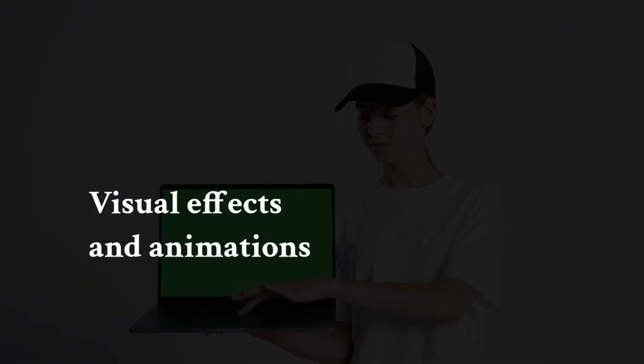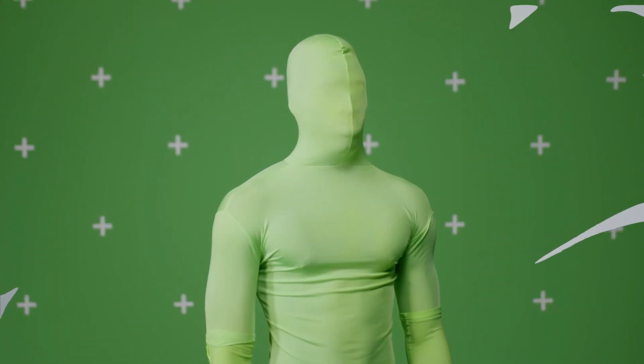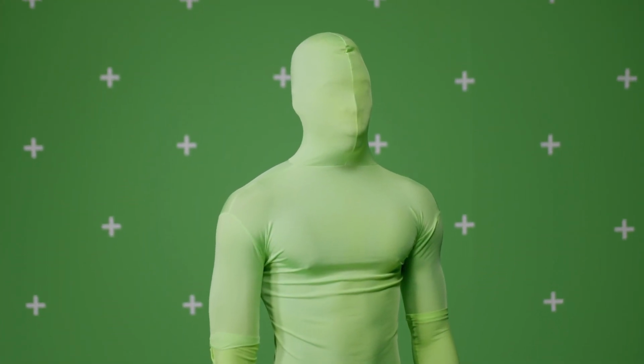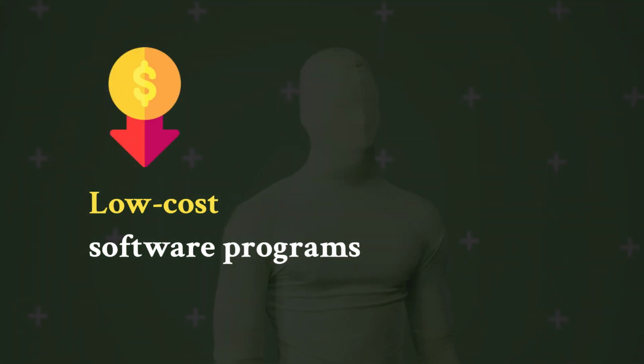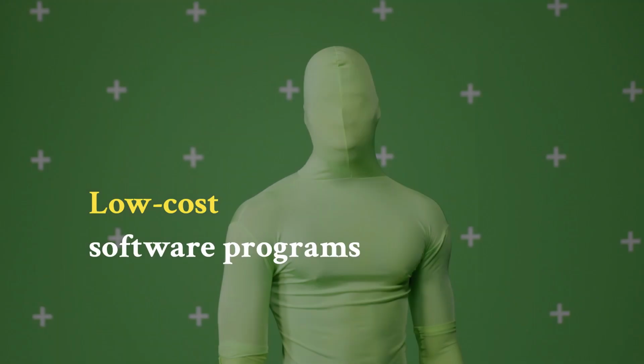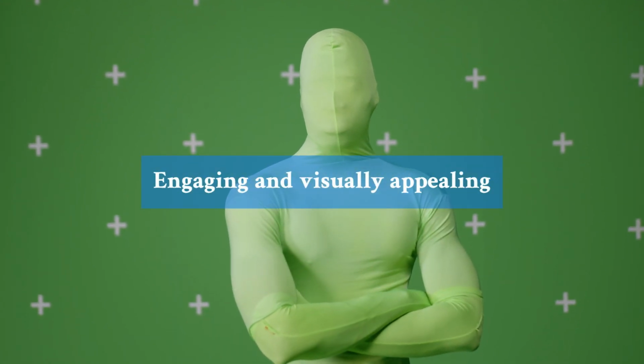Another option to consider is using a green screen to add visual effects and animations to your videos. Green screens are relatively easy to set up and use, and there are many free or low-cost software programs available to help you add effects to your footage. This can make your videos more engaging and visually appealing.